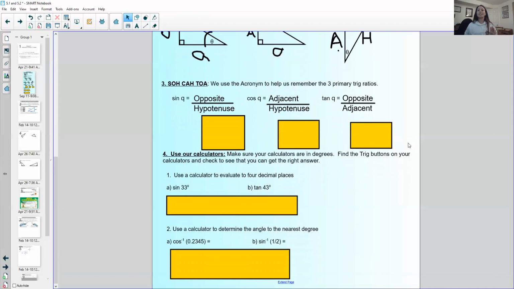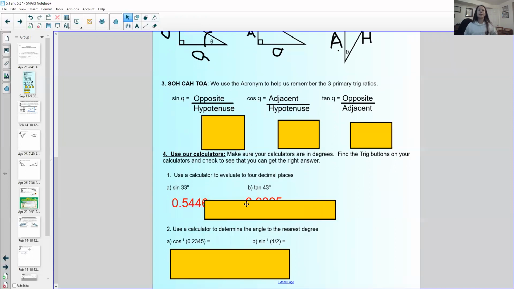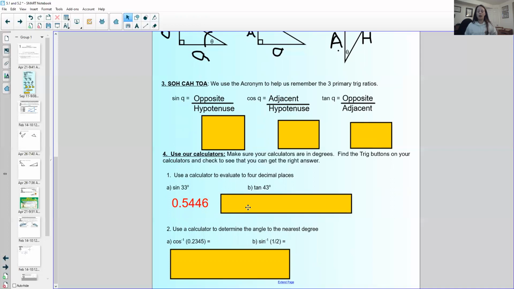Now, before we actually get to using them, and this will be the last part of our review, please make sure that your calculators are in degrees, and let's make sure that you can find your trig buttons on your calculator and that you are getting the correct answers. So take your calculator, find the sine, cos, and tan buttons, and plug in sine of 33. Find it, plug it in. You should get an answer of 0.5446. Keep about 3 or 4 decimals when you're doing these.